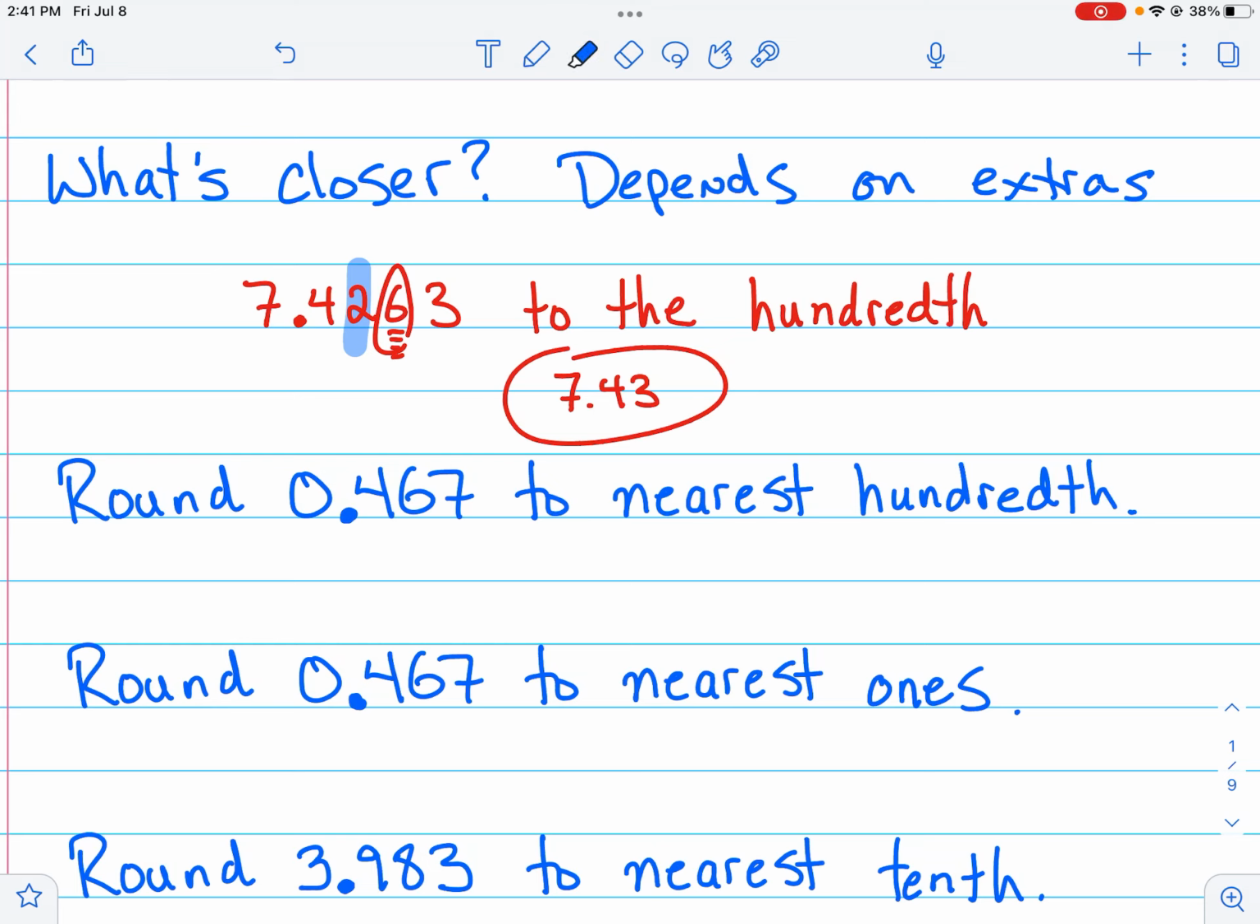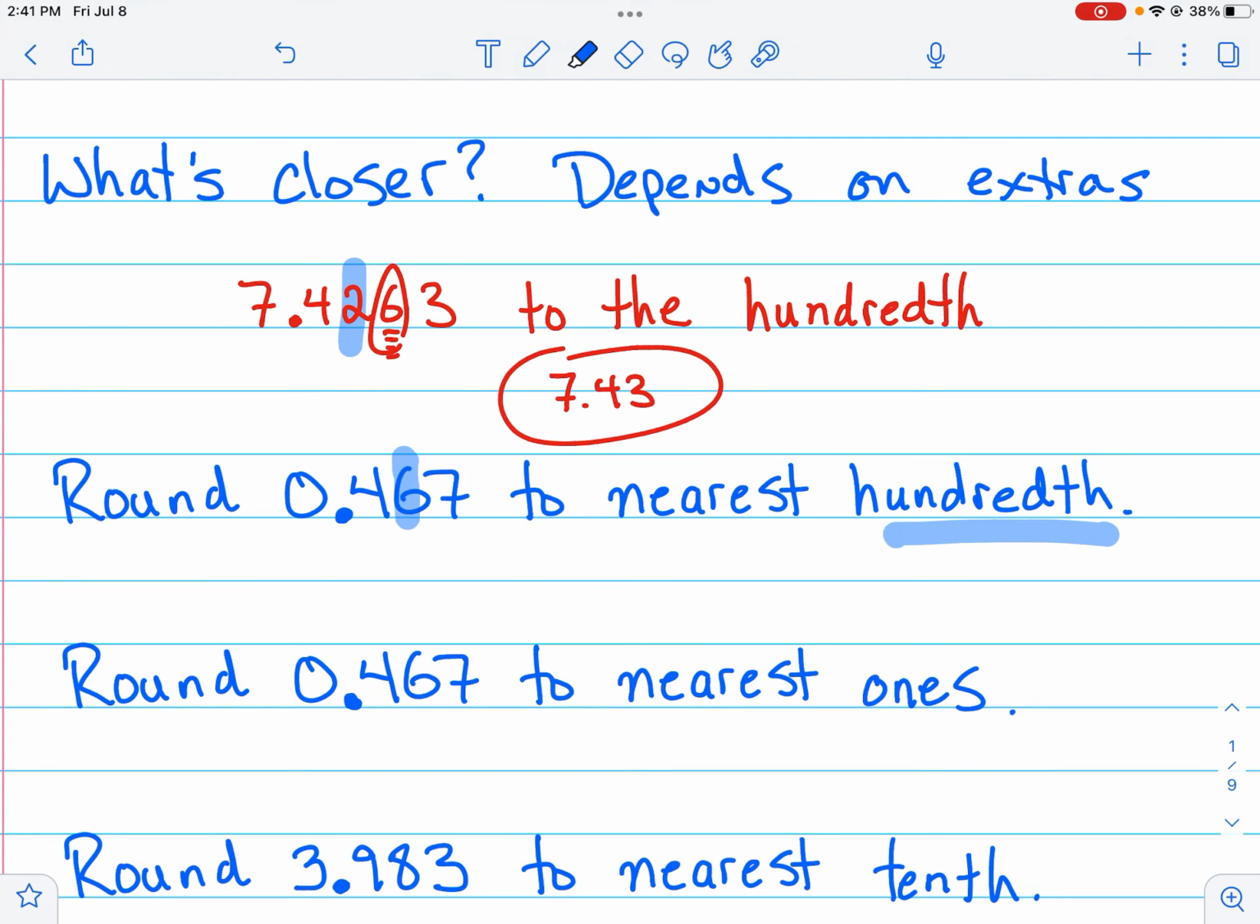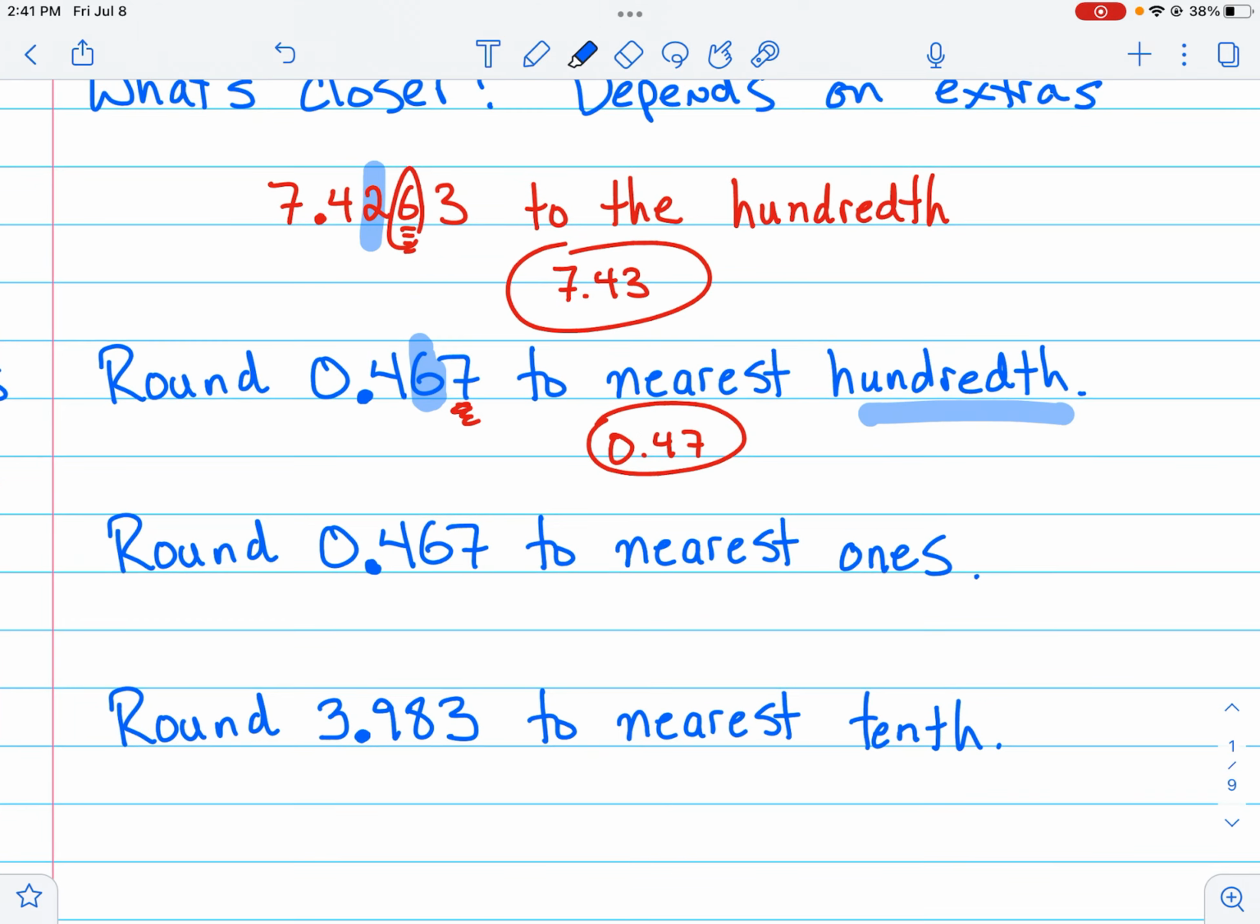In the next one, round 0.467 to the nearest hundredth. Hundredth is right here. We look at the number to the right of our place value. That number is closer to 10 than it is to 0, so we're going to round it up. So we're going to get 0.47. Your teacher might have told you, 5 or above, give it a shove is a nice way to remember that.